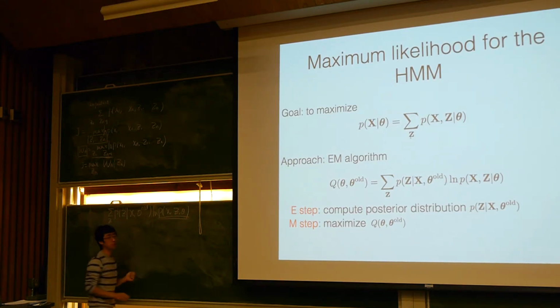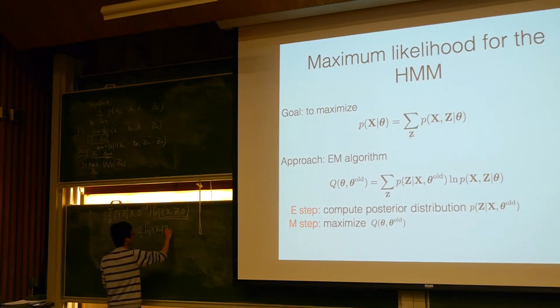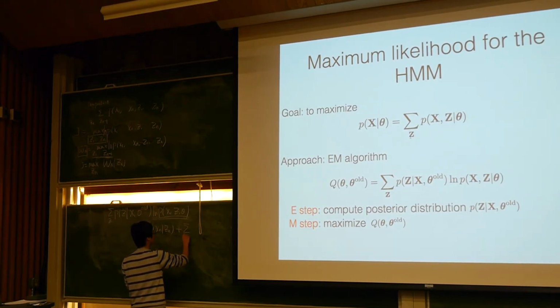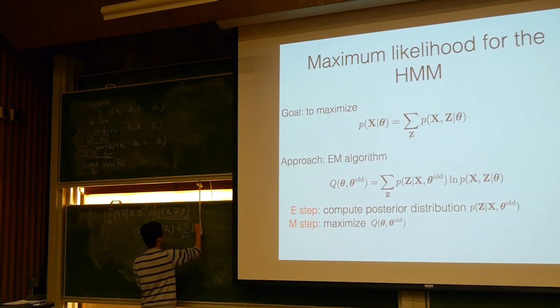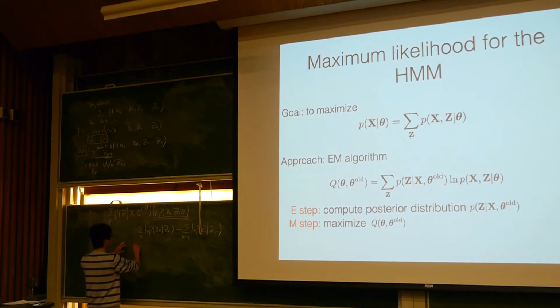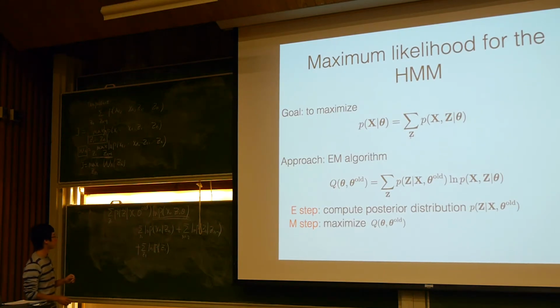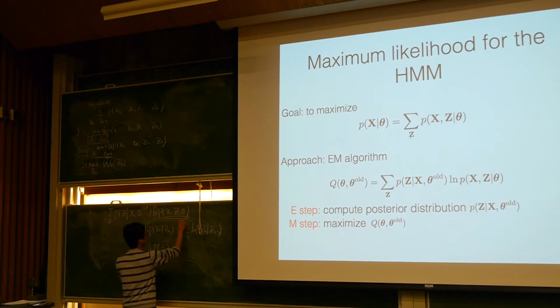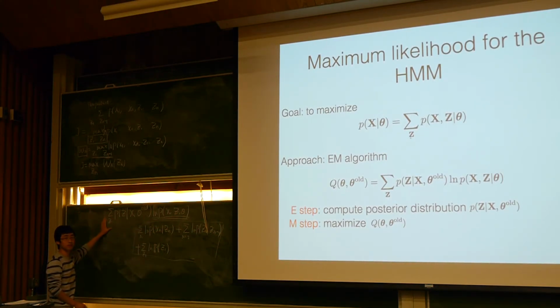We can expand this term because we already have the expression of the joint probability distribution. Because we have a log here, it becomes a summation over n. This is the emission probability. This is the transition probability, and we have the first term, which is the initial state probability. And we have two summations, so we switch the order of the two summations.